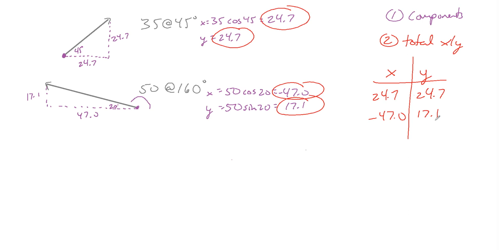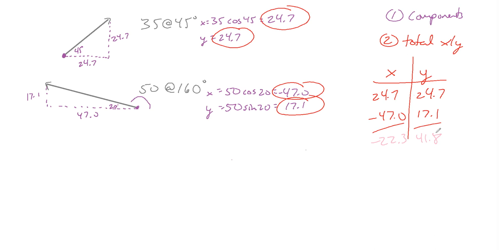So I want the total. It's really simple. I'm going to add these guys up. I want to take my two x components. I've got 24.7 and minus 47. I'm going to add them up, and that gives me a total x of minus 22.3. Do the same thing with my y's. I'm going to add up both my y's, my 24.7 and my 17.1. If I add them together, I will get 41.8. Okay, so there's my total x's and there's my total y's.